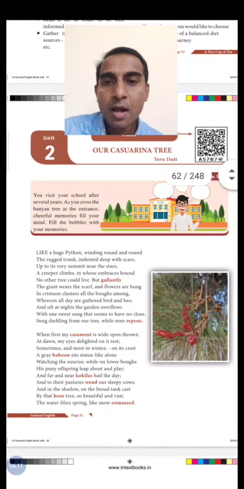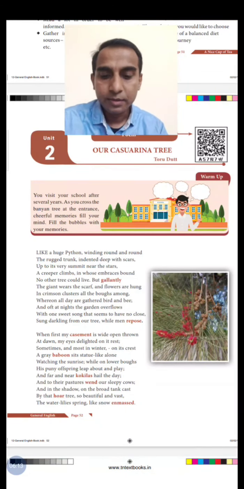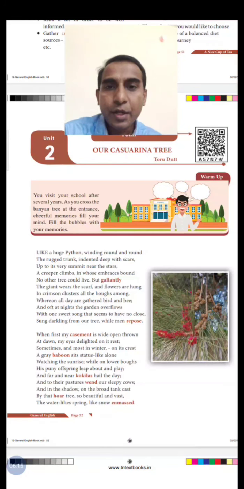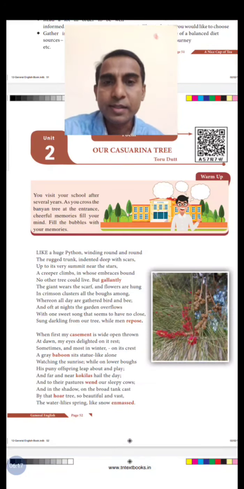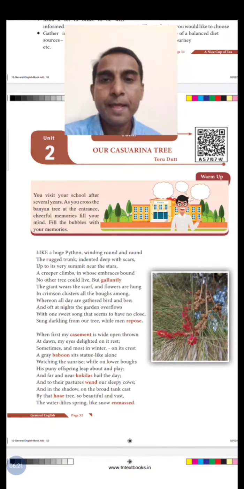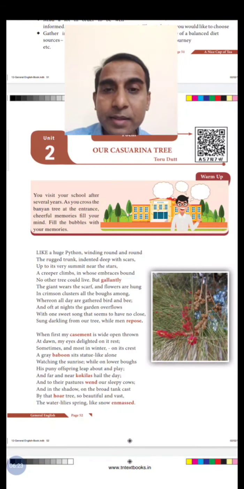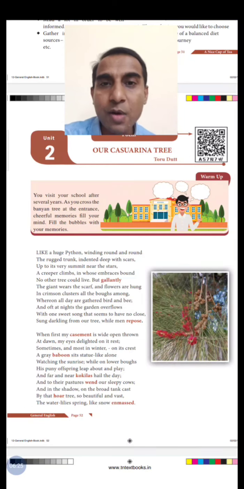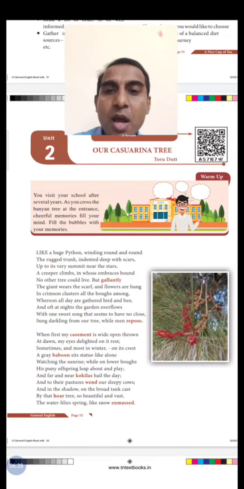Casuarina Tree. There are 5 stanzas in this poem. Let's go through each stanza. The first stanza: Like a huge python winding round and round, the rugged trunk indented deep with scars, up to its very summit near the stars.